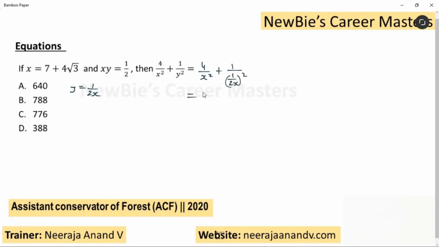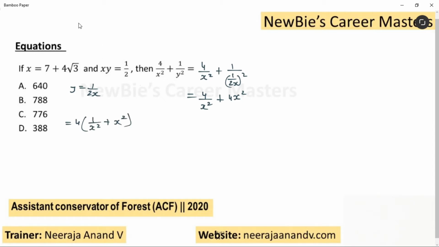If we reduce this, we get 4 divided by x square plus 4x square. After simplifying this properly, you have to send this denominator value to the numerator. Am I clear? After this, let's take 4 common from these two terms. See? This is what we get.